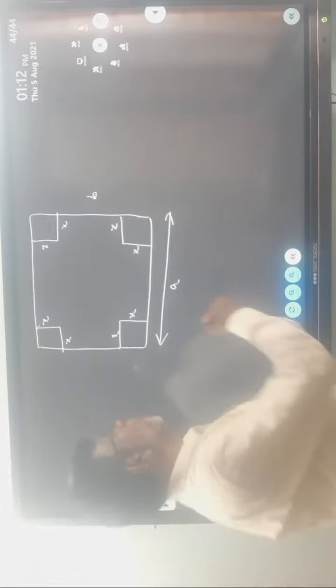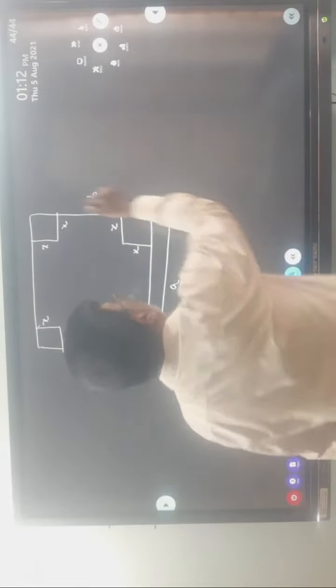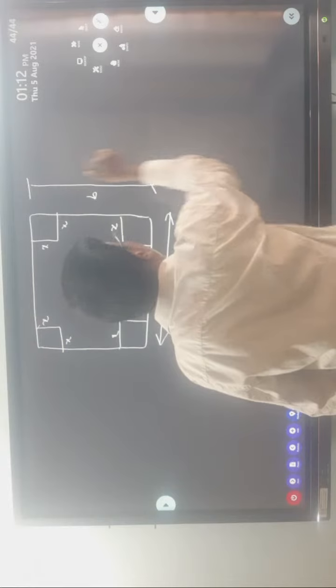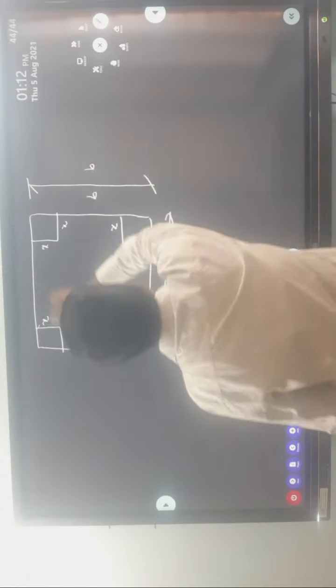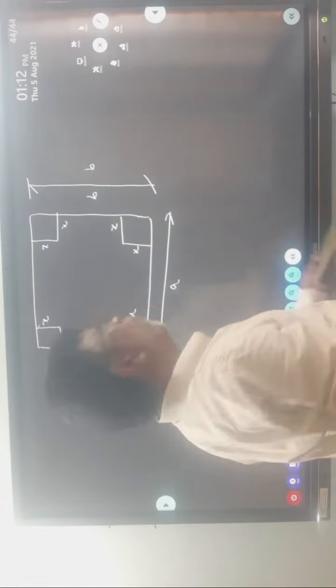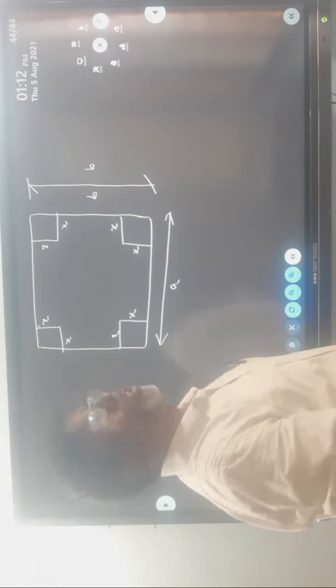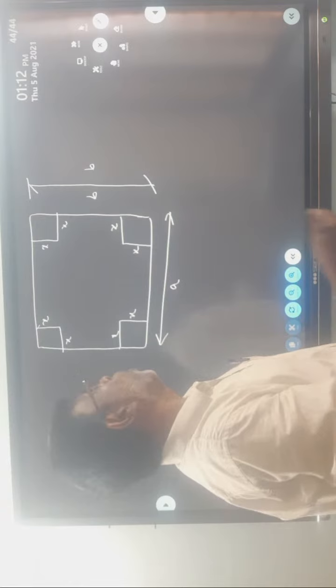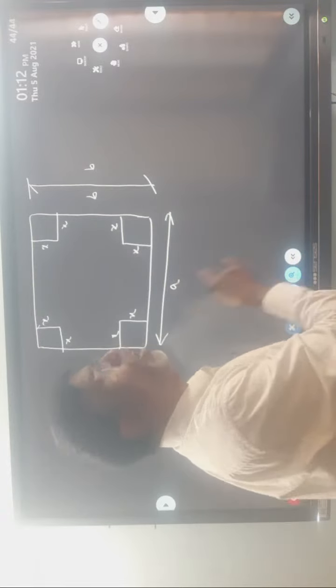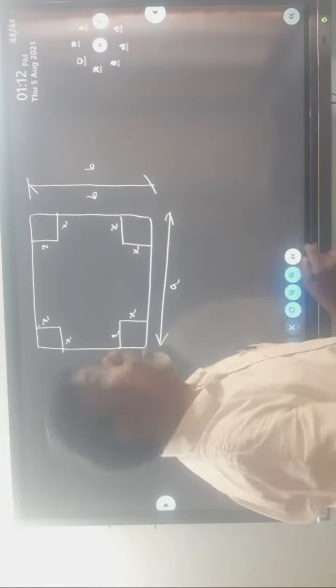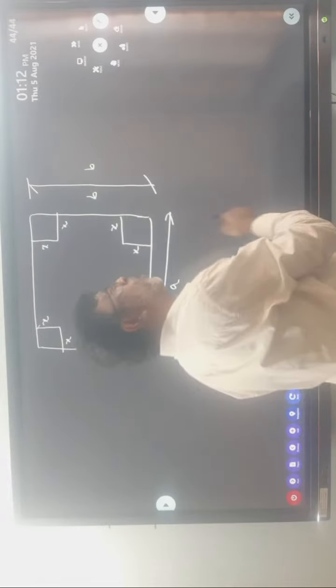Metal sheet of A by B size. This is A, this is B. All 4 corners equal squares are cut and folded as an open top box. For the maximum volume of the box, very important shortcut, remember that.